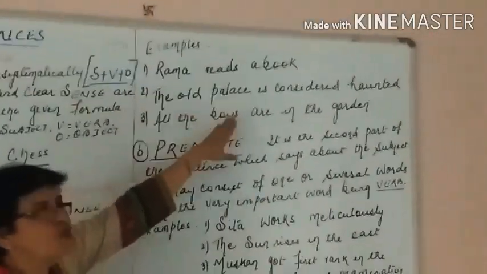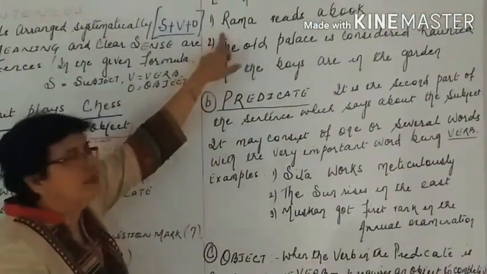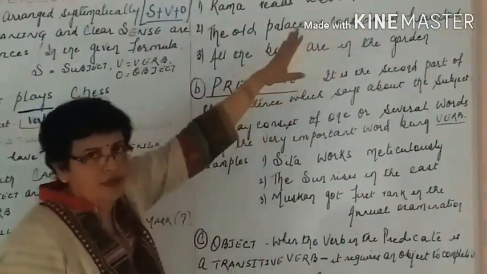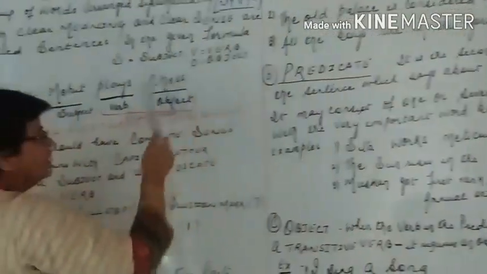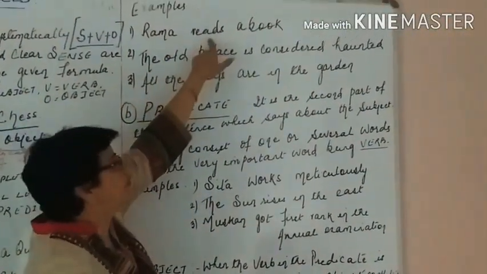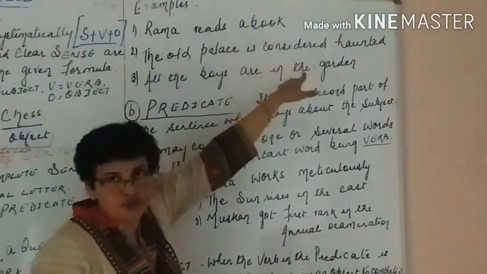Example, Rama reads a book. Rama here is a subject. Reads a book is a predicate. If suppose I have to divide it into subject, verb, object, I'll make it: Rama is subject, reads is a verb, and a book is an object.